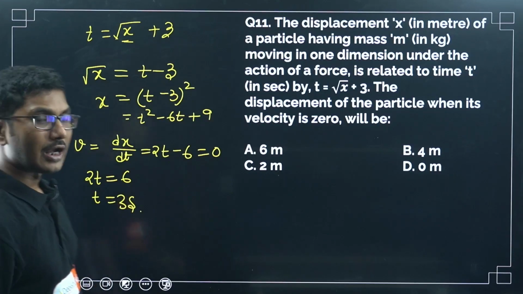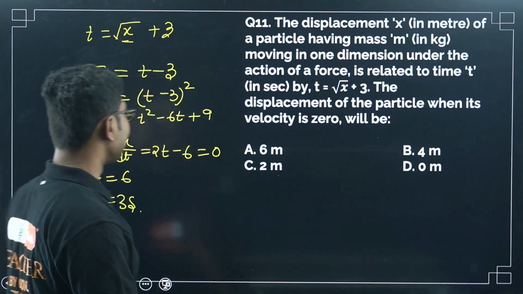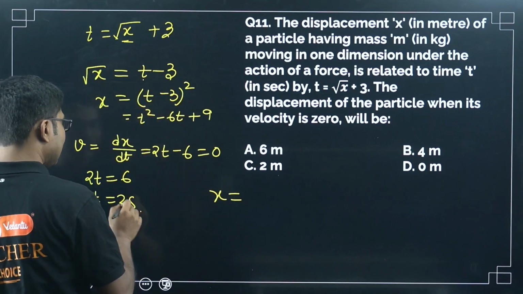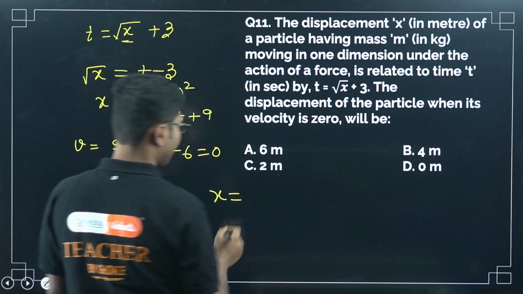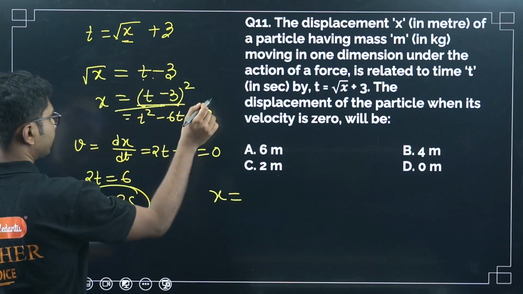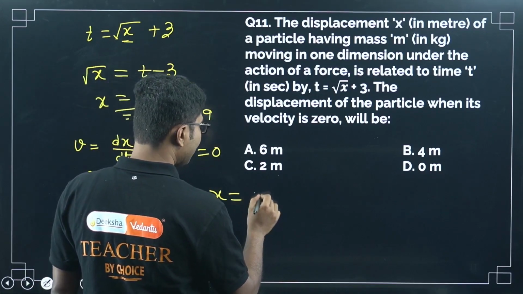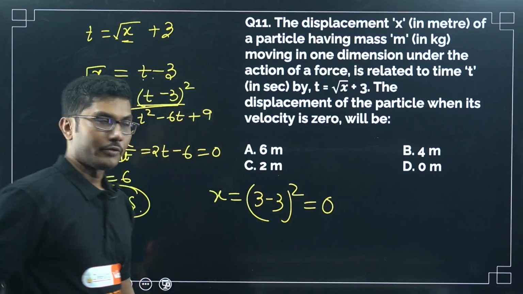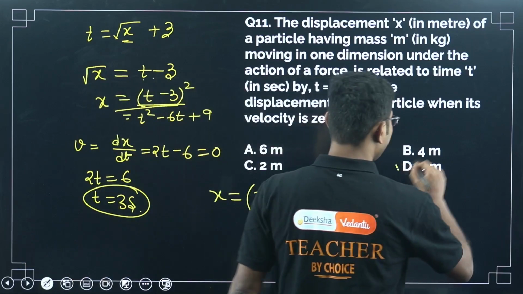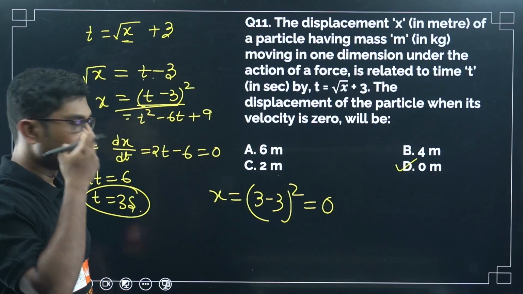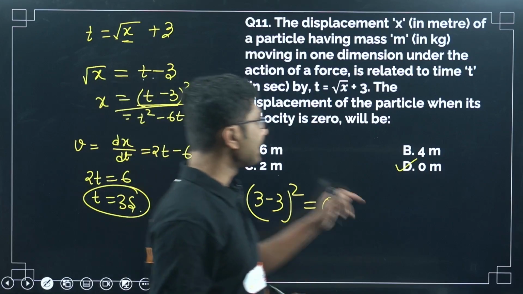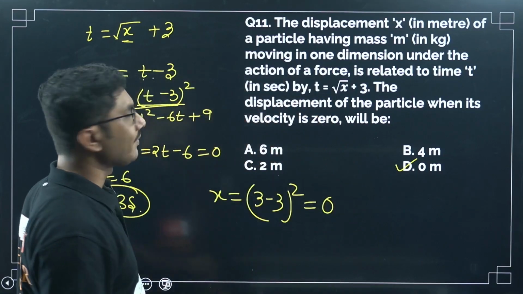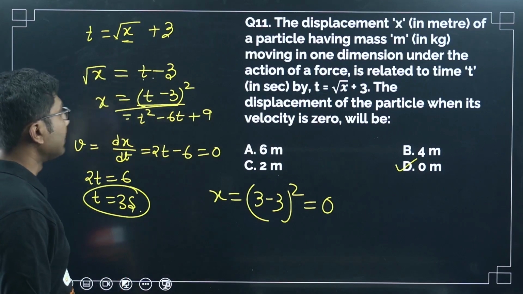Now they have asked you to find the displacement when velocity is 0. So to find the displacement x, we have to put this value of t in this equation, right? So x equals 3 minus 3 whole square, that is 0. Okay, so displacement will be 0 meter when the velocity is 0, even though time is not 0. Okay, clear? So displacement will be 0 when the velocity is 0. Now let's move on to the next question.